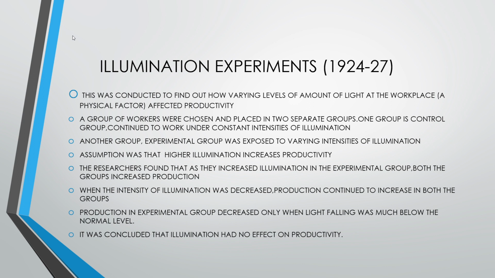The researchers found that as they increased the illumination in the experimental group, both groups increased the production. When the intensity of illumination decreased, the production continued to increase in both the groups again. The production in the experimental group decreased only when the illumination was decreased to the level of moonlight. The decrease was due to the light falling much below the normal level. Thus, it was concluded that illumination did not have any effect on productivity.